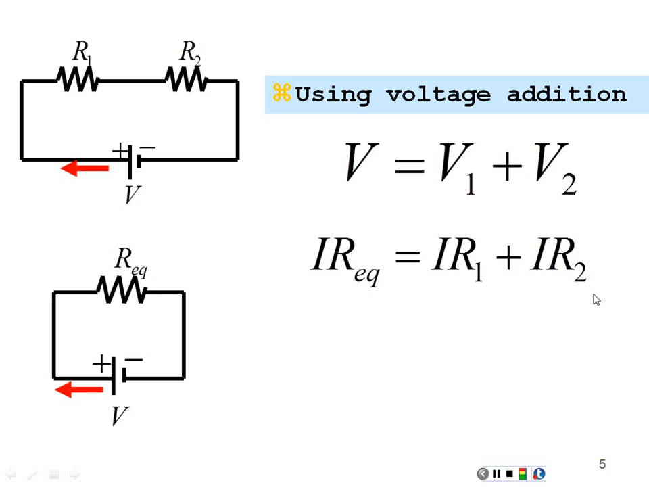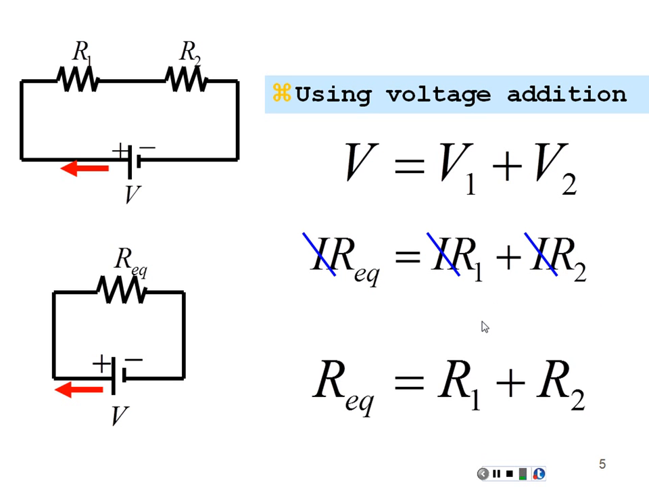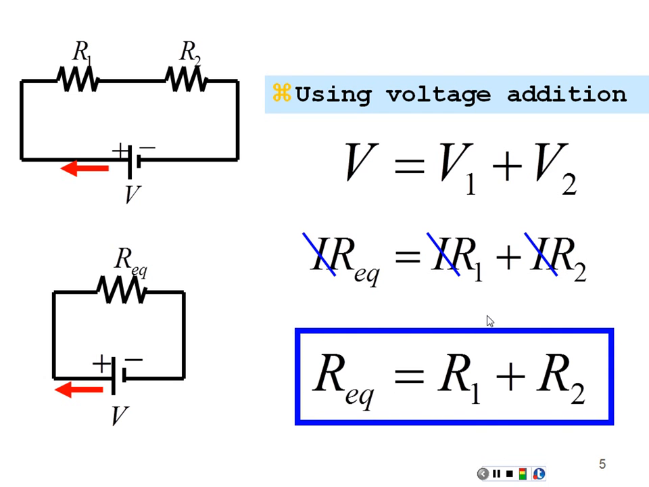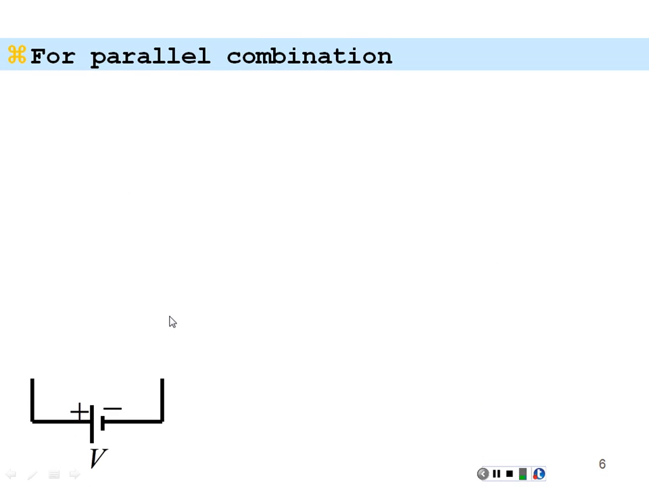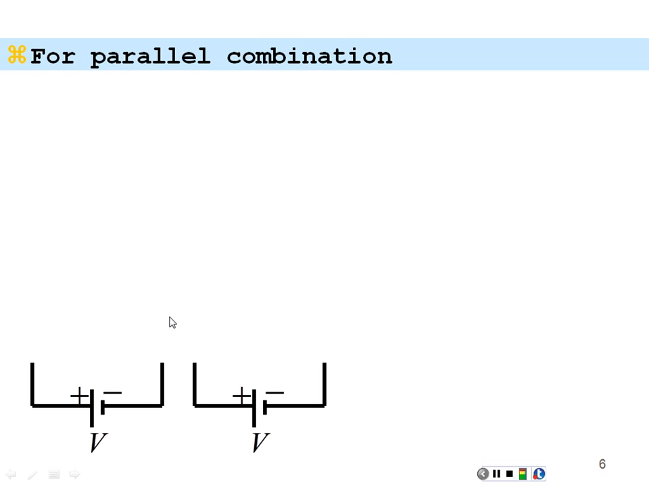Since I is the same in all these terms and is the same on either side of the equal sign, we can divide through by I and get rid of that, and we get this result. R equivalent is equal to R1 plus R2. We did this for two resistors in series, but we could have done this for any number of resistors in series. Resistors in series add, and that gives us our total resistance.